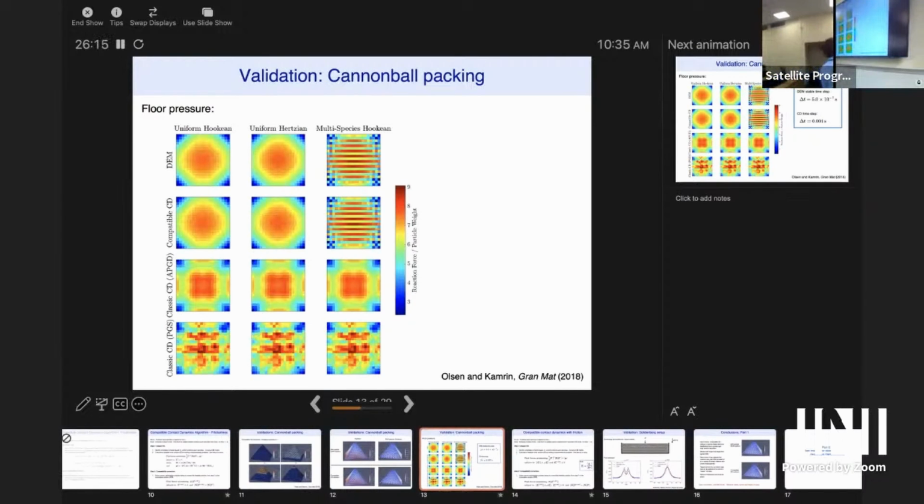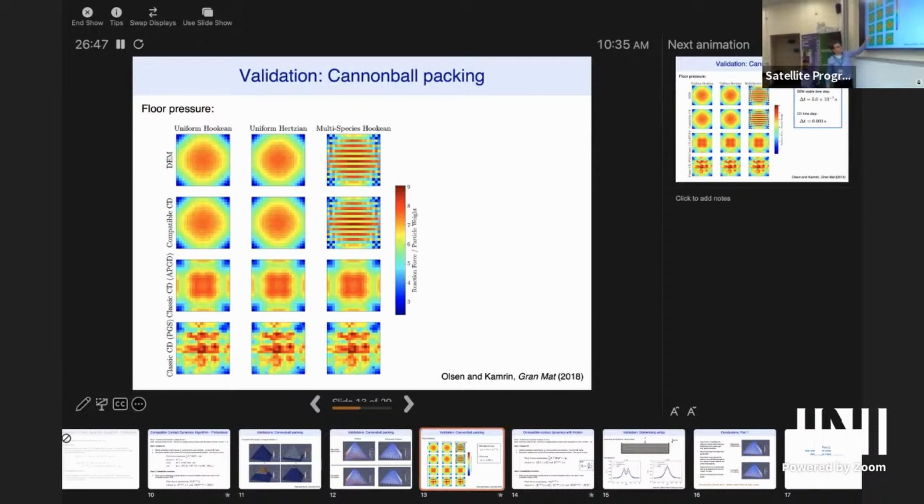On the top is if all the particles were Hookean, if all the particles were Hertzian, and this is the multi-particle one that I just showed you. This is the floor pressure. So that's DEM on the top, where there actually were overlaps. This is compatible CD, and you can see that it's exactly matching DEM, which is exactly what it was designed to do. Now, if I had just done classical CD, the answer would have been algorithm dependent. This is the projected gradient solution to classical CD. This is the Gauss-Seidel solution.